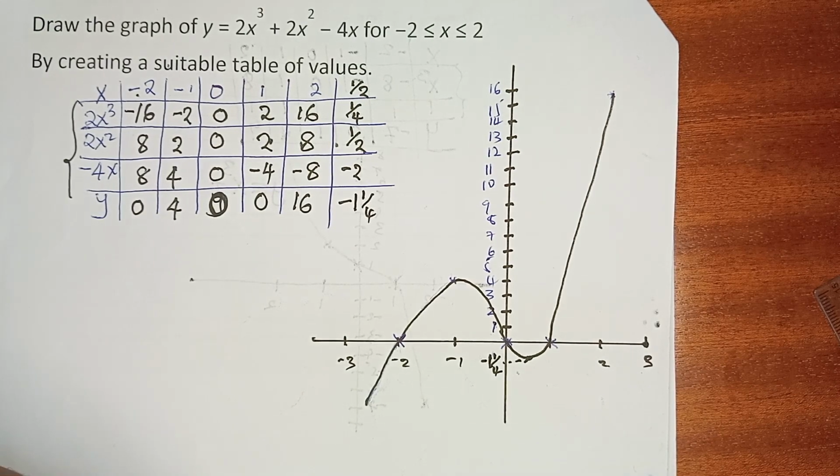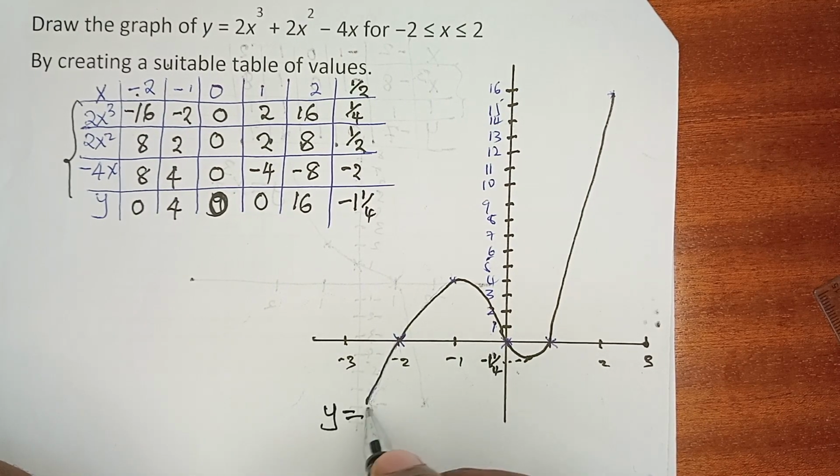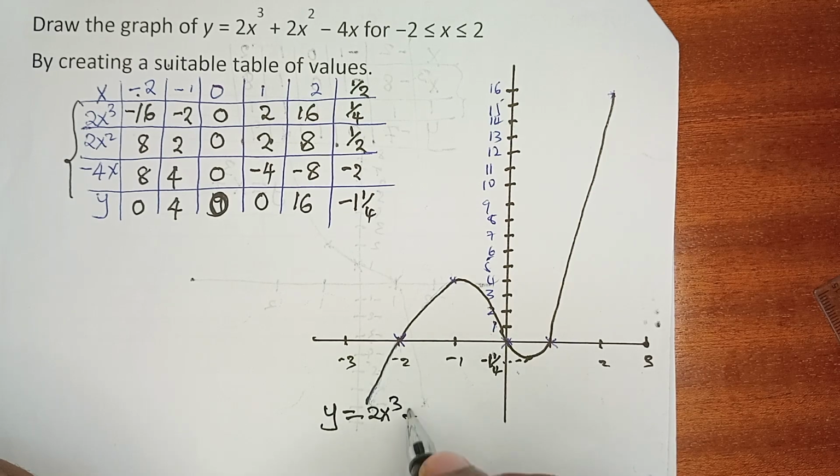But of course, before you wind up, you need to name the graph. The name of the graph is y is equals to 2x cubed plus 2x squared minus 4x. And that is just it.